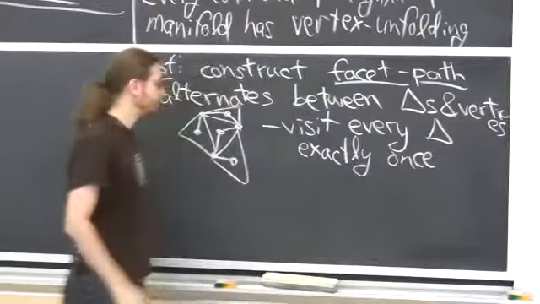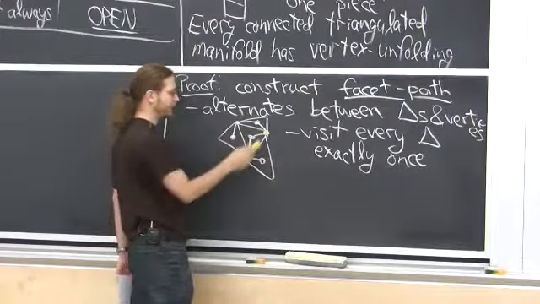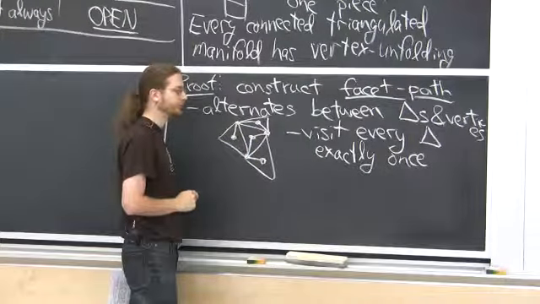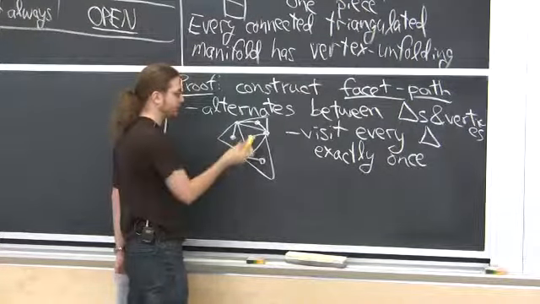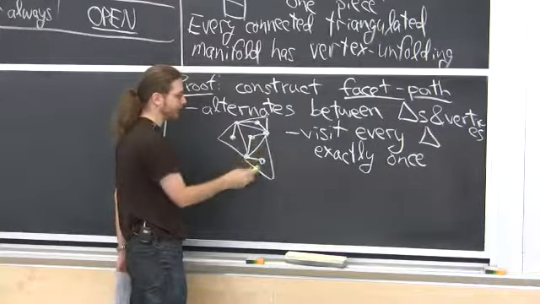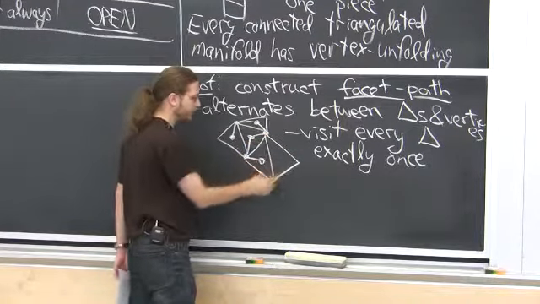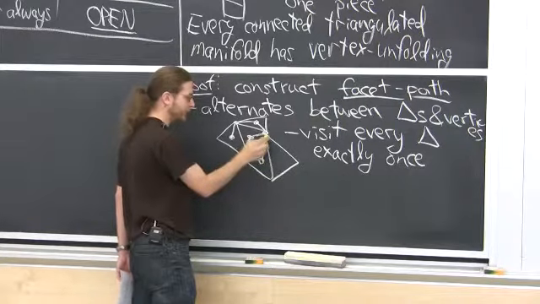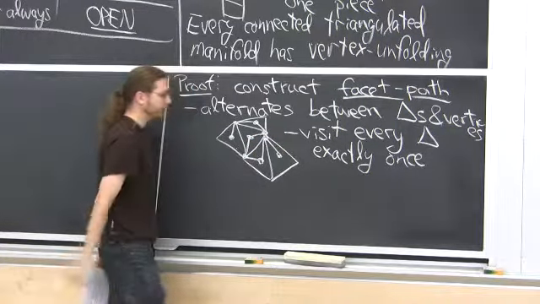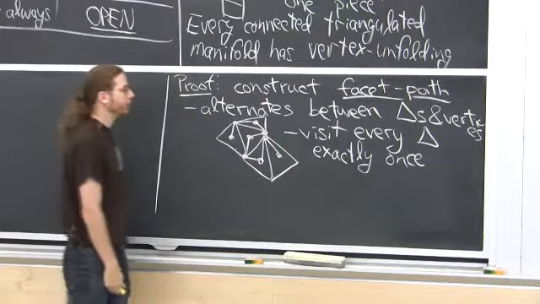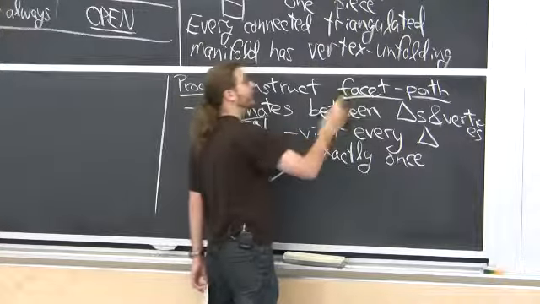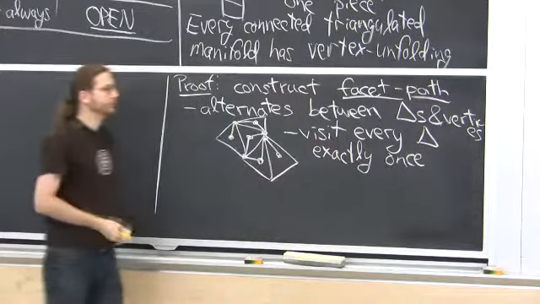Vertices you can visit multiple times, although I think it's a bad idea to visit the same vertex twice in a row. Other than that, you can visit a vertex more than once. Maybe I would visit it again coming up here. There was another triangle like this. I could go up to this vertex again and over to the triangle. So the claim is facet paths always exist for any triangulated connected surface.